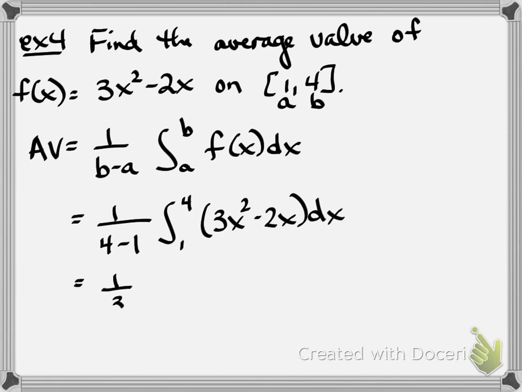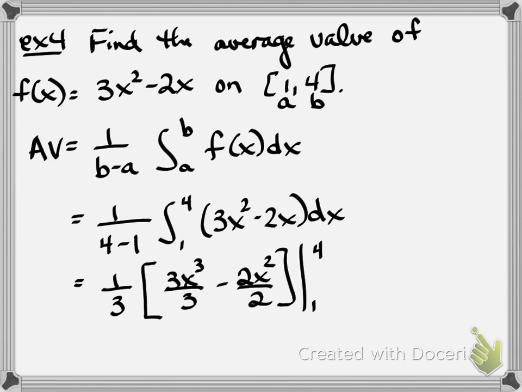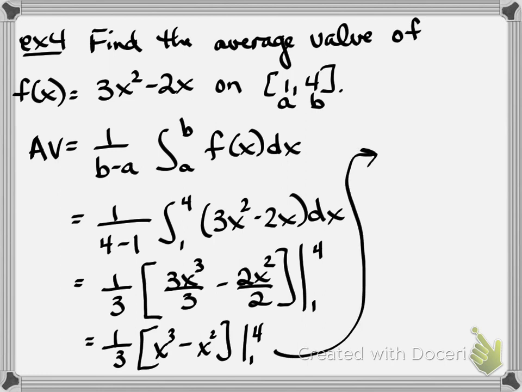So that is 1/3 of, now let's go ahead and integrate. That's 3x to the third over 3 minus 2x to the second over 2. And we'll evaluate that from 1 to 4. Simplify that a little bit. That is just x cubed minus x squared from 1 to 4. I'm going to leave the 1/3 in front of everything while we evaluate. So we're going to do 4 cubed minus 4 squared minus 1 cubed minus 1 squared.